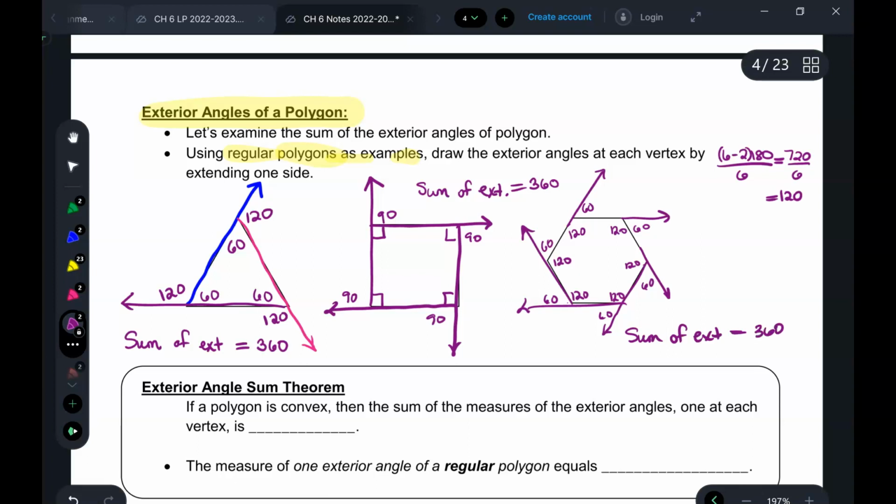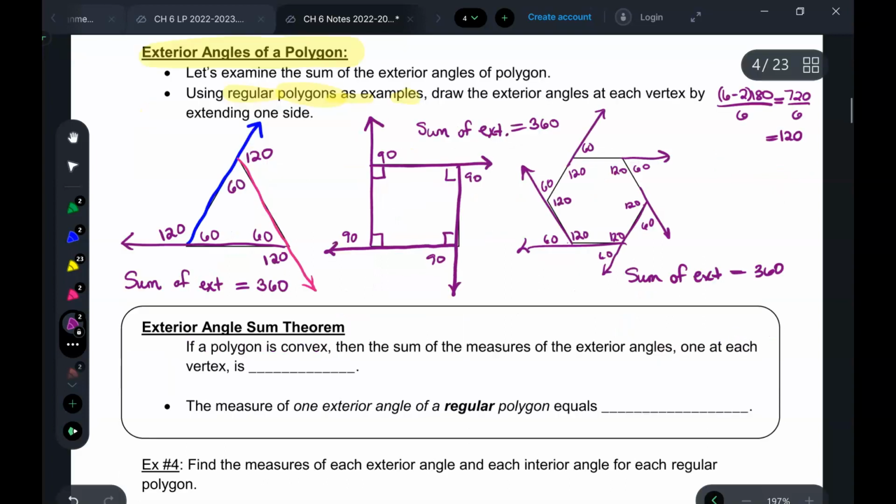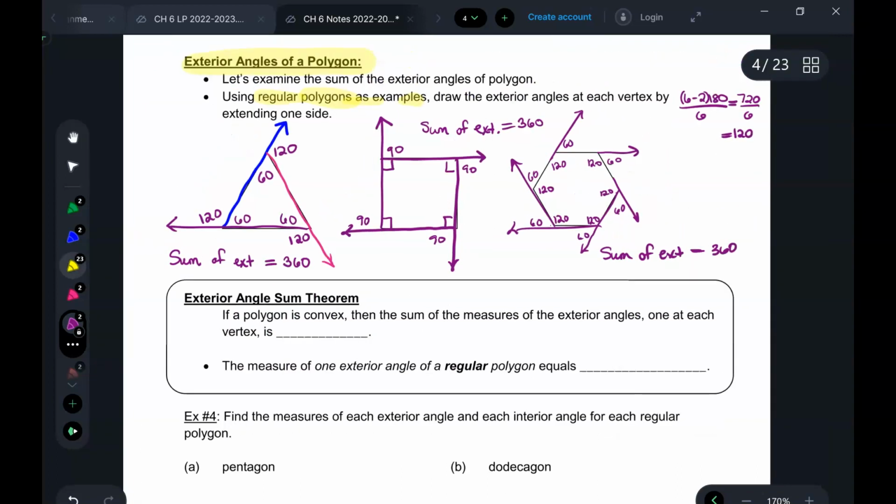Okay, so the sum of the interior angles gets bigger and bigger the more sides we have. But the exterior angles sum doesn't change. So anytime I say, what's the sum of the exterior angles of a decagon, you're just going to say 360. There's no formula for it. It's just right here, the exterior sum theorem. So if it's convex, it's always going to be 360.